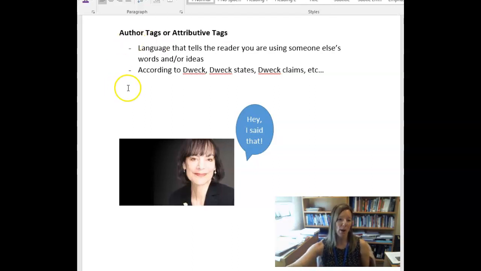You've probably read things where you've seen other writers using these author tags, so something like according to Dweck, or Dweck states, or Dweck claims. It's important that we use these author tags because we want to make sure to give credit where credit is due. So Carol Dweck, this is her. Hopefully you've already had a chance to watch her talk on growth mindsets. You want to make sure that we're letting our reader know that these are not our words necessarily. These are not our ideas. These are just something that we're borrowing from another author. And so author tags are one great way to do that.